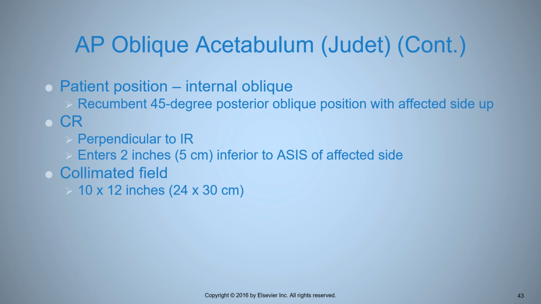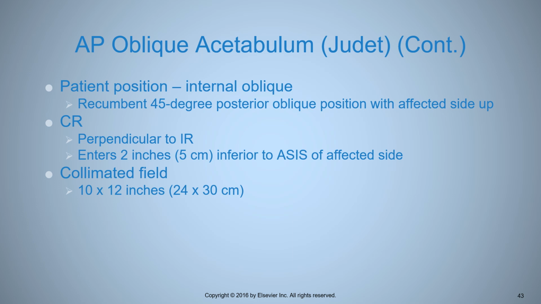All right, so why do they call them Judet views? Well, that's so they can fool the less educated, the ones that take less effort to achieve maximum comprehension. It's up to you to remember that Judet views are just 45-degree obliques of the pelvis.